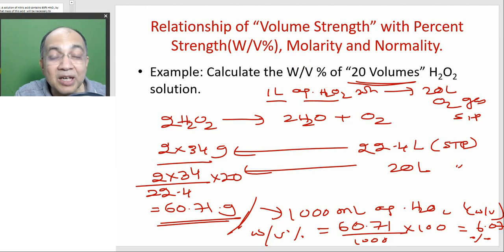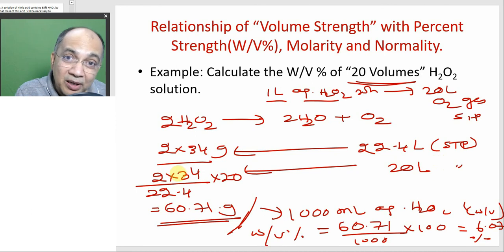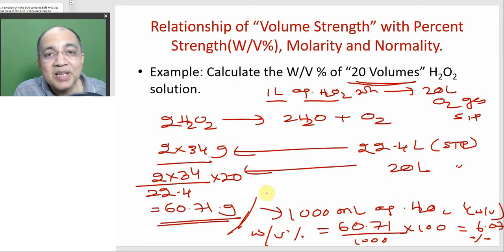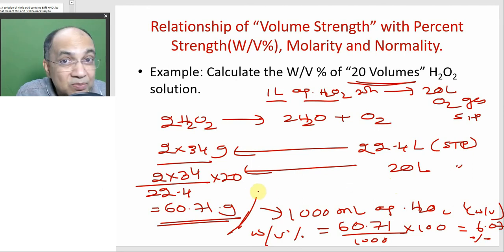Here I have given 10%, that means 10 gram of pure H2O2 is present in 100 ml solution. Then see, if this gives 22.4 liters, then 10 grams will produce how much? So that 10 gram is present in 100 ml. If 100 ml of aqueous solution produces this many milliliters of oxygen gas, then 1 ml of aqueous solution produces how many milliliters of oxygen gas? That is bound to be its volume strength.